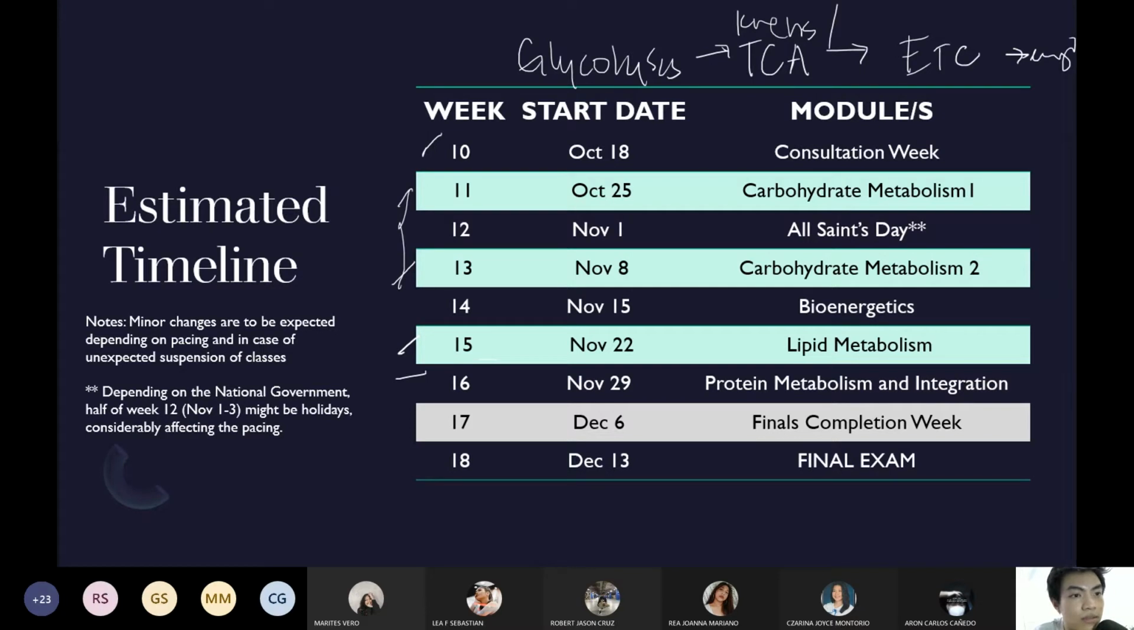And then we have the protein metabolism that will be very quick lang. How proteins are made, no? And bakit tayo nagkakaroon ng uric acid sa katawan, dito yung madidiscuss, no? However, we were thinking na pwede ito mahabol, pwede ring hindi. So let's see, no, what will happen.